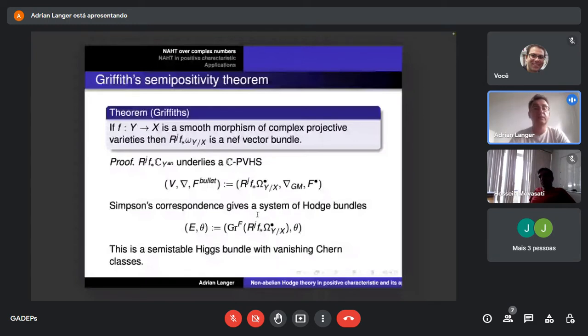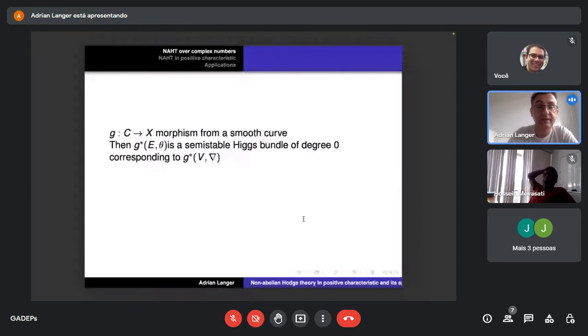as expected from Simpson's correspondence. So now we look at what happens when we restrict to a curve. So we consider any morphism from a smooth projective curve to our variety X, and then we take the pullback of our Higgs vector bundle. So what we get is still a semi-stable Higgs vector bundle of degree 0, and it corresponds to the pullback of this flat vector bundle V nabla.